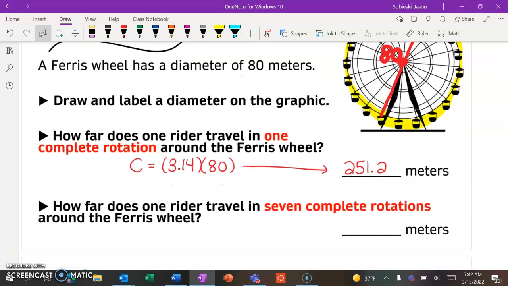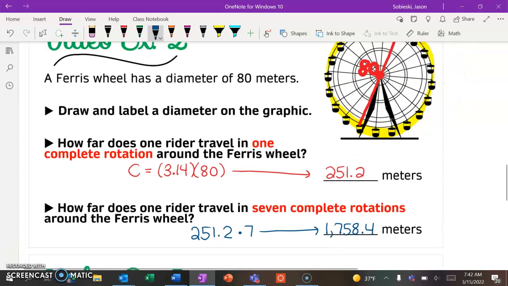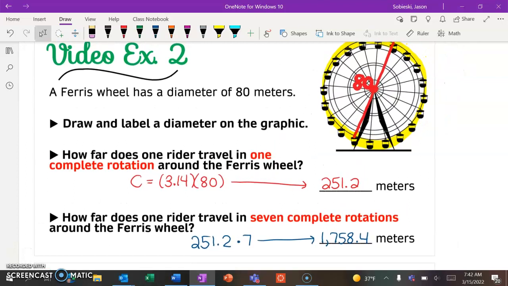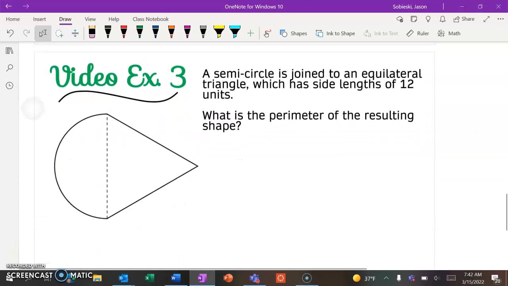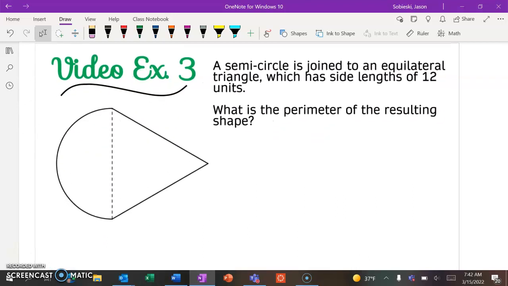And then the last part says, well, what happens if they go 7 rotations? Well, it was 251.2 meters for one rotation. If we multiply that by 7, looks like we get 1,758.4 meters. And that's how far they would go if they were able to go around 7 rotations in one ride.